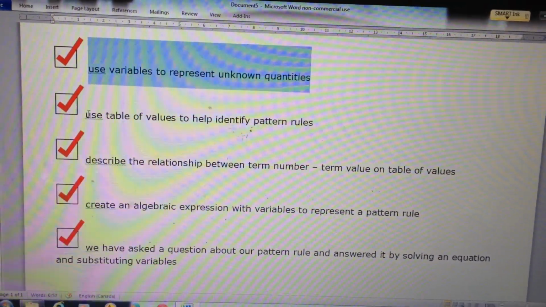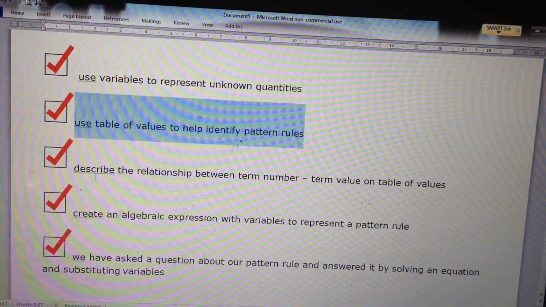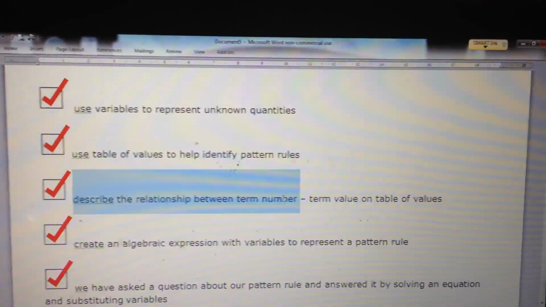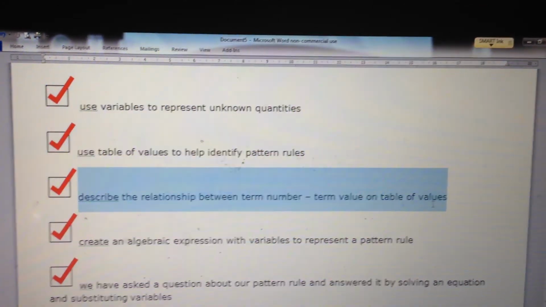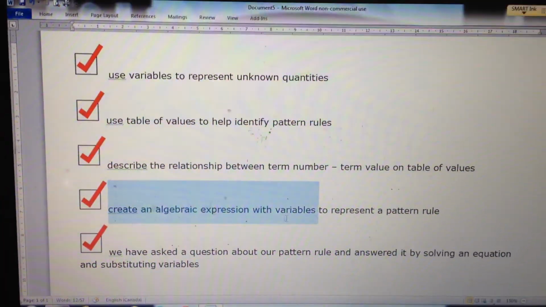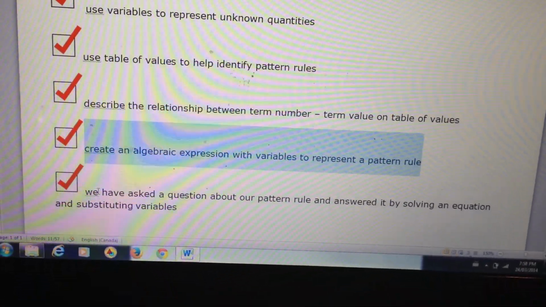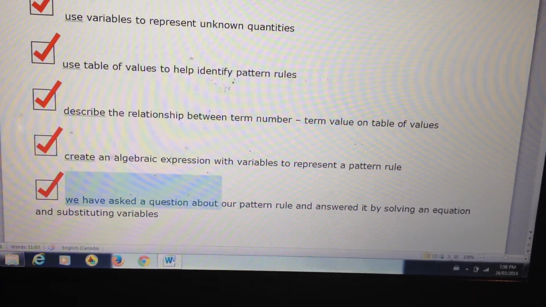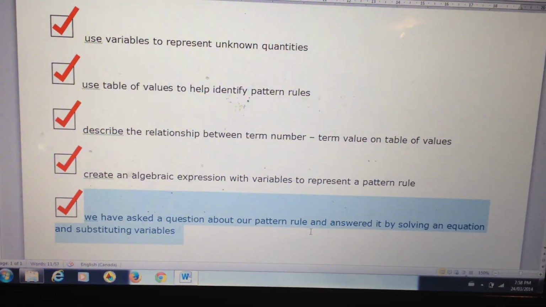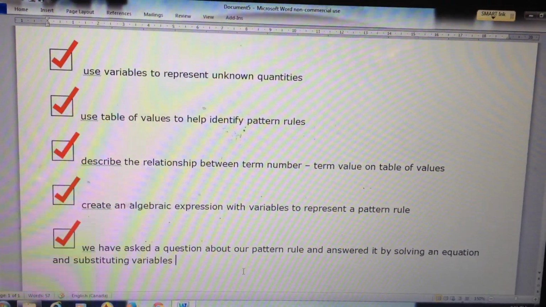We have had experience using tables of values to help us identify pattern rules. We have been able to describe the relationship between a term number and a term value on that table of values. We've been able to create an algebraic expression with variables to represent that pattern rule. And we have also asked a question about our pattern rule and answered it by solving an equation and substituting variables. Okay, so this is all the knowledge that we currently have within us.